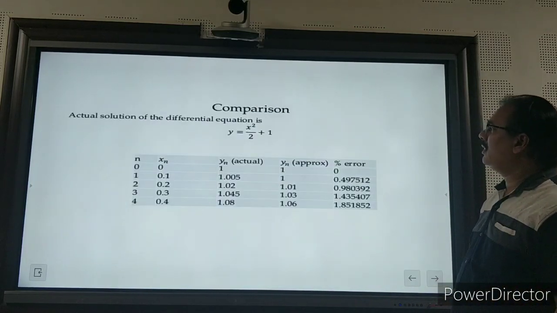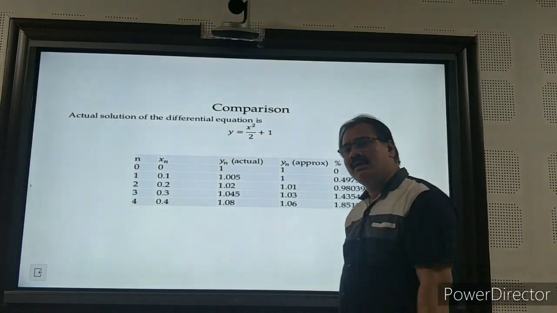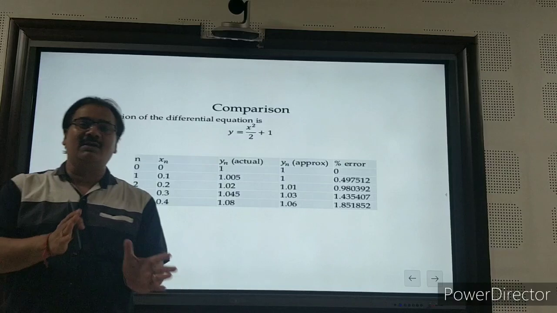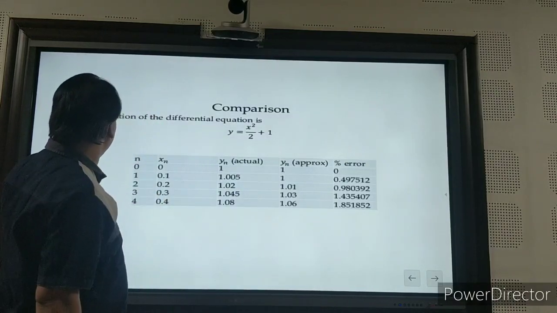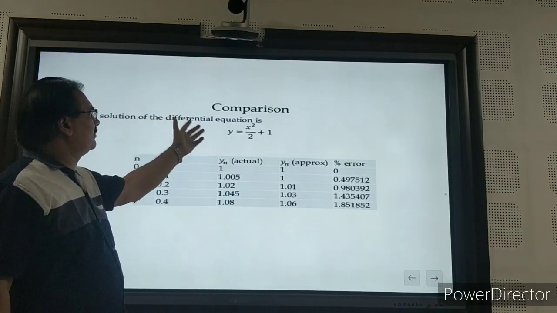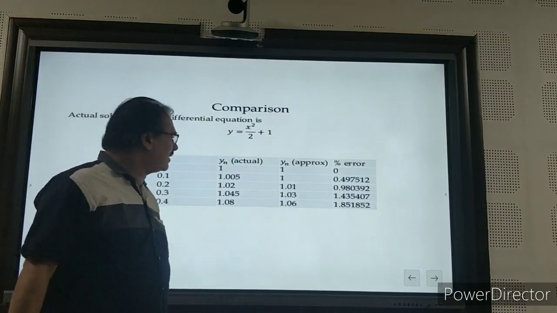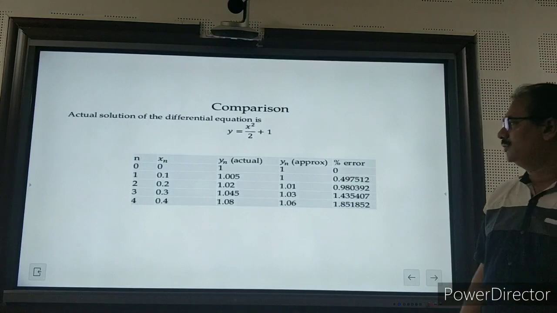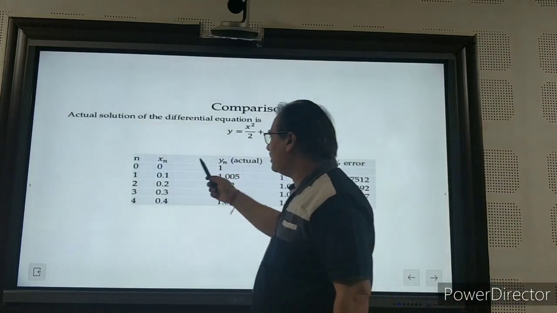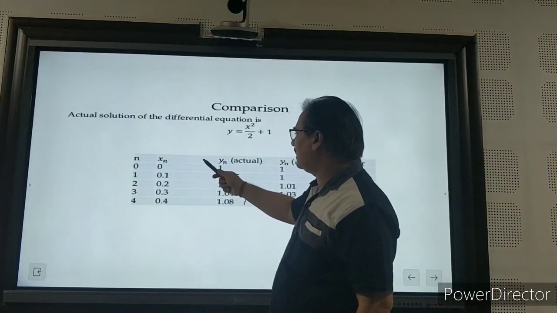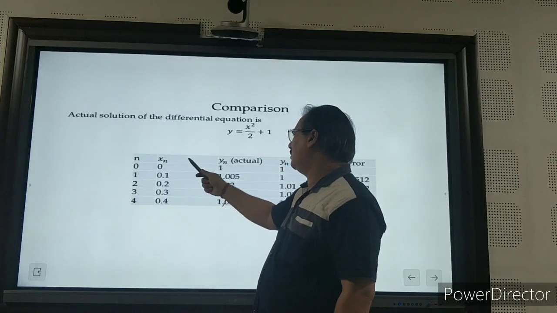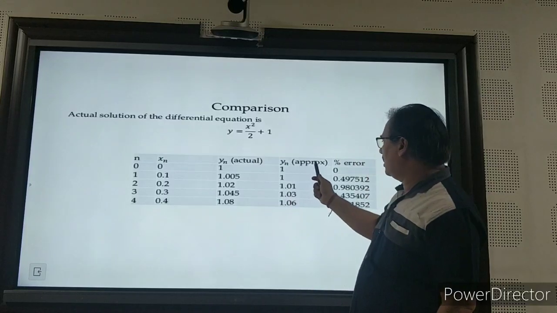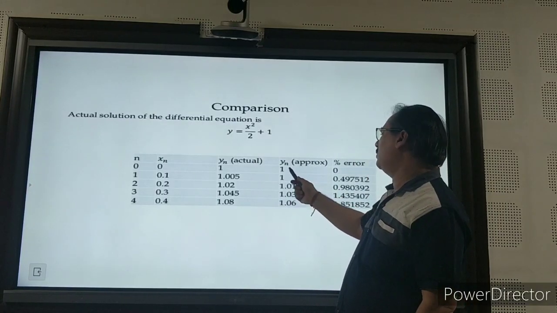Now if you directly solve this problem, dy over dx equal to x, by variable separable, then you will get this equation. The actual solution of the differential equation is y equal to x squared by 2 plus 1. So now let us compare both solutions. If you put n equal to 0 here in xn, then you will get 0. Here in yn actual you will get 1. Here in approximate also you will get 1.